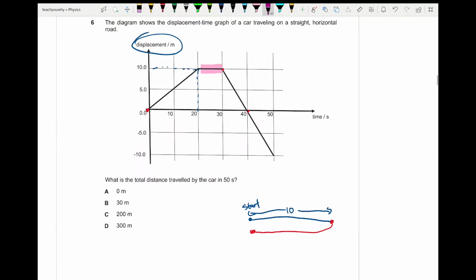And then it further travels another 10 meters that is behind. 10 meters, negative. Why negative 10 meters? Because it's behind. This is a negative, this is a positive. So it's behind my start point. Therefore, what is my total distance? My total distance is 30. Why? You add this, you add this, you add this. Total there is three 10 meters, and therefore the answer is 30.